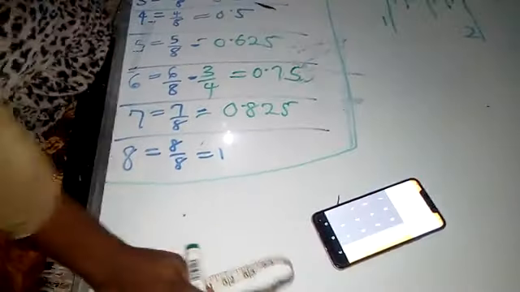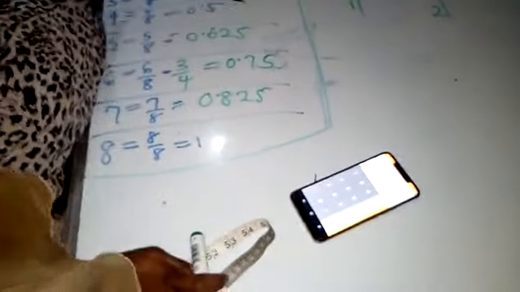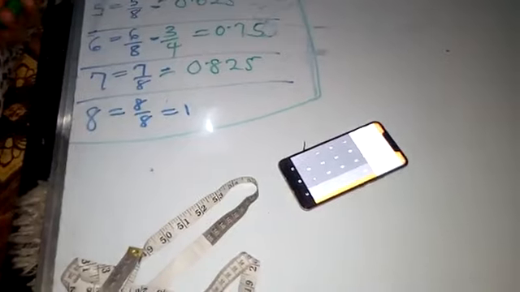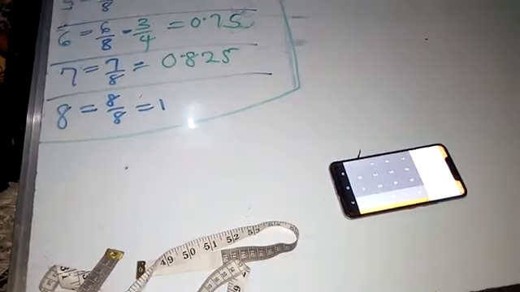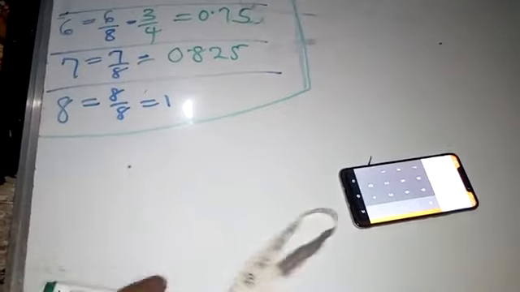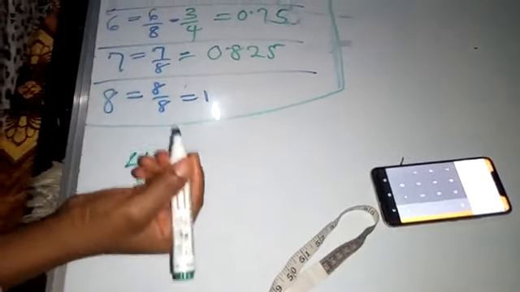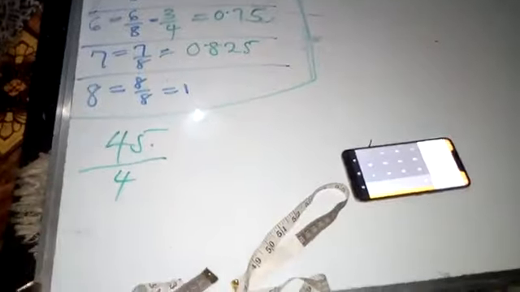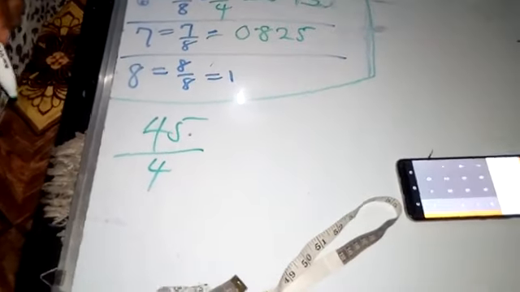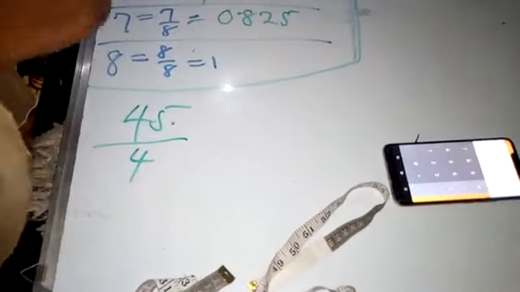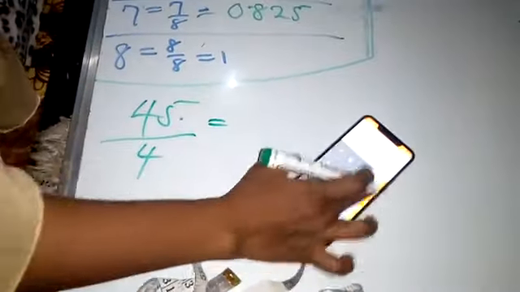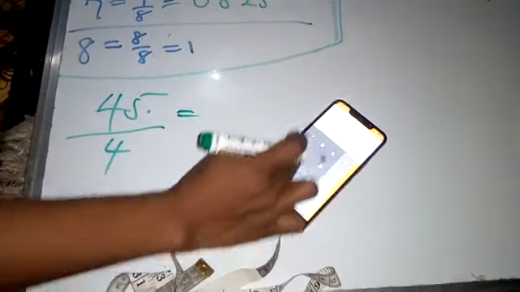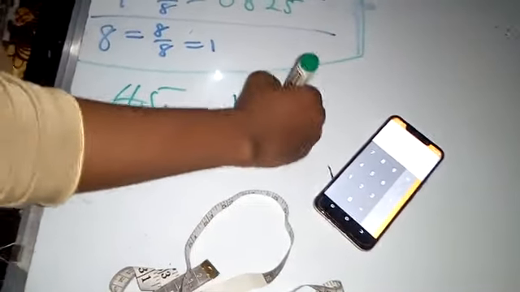Sometimes when you measure your client, or when you are cutting your fabric, you may see some approximation. Let's say the waist of the person is 45. When you divide 45 by 4, you may find it a bit funny. You have 11.25.